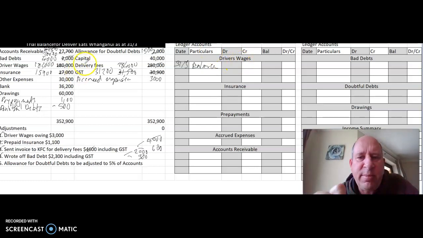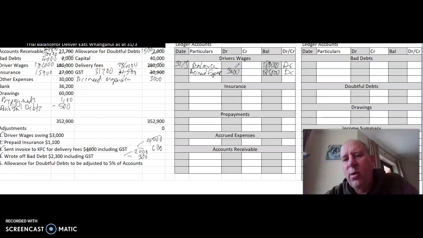And driver's wages had an opening balance of 180,000 on the debit side. On the debit side? Good. Notice that we've gone up to 183. So we're just telling the story of what happened. Why did it go up from 180 to 183? That's because we had this accrued expense here of 3,000. As it's an expense, we need to close that off and make the end balance 0. So we start off next year with 0 balance in our driver's wages. Do you remember where we close it off to? Good. Income summary. Done. Tick that one off.